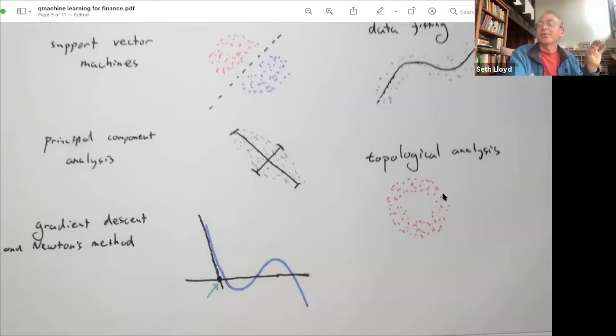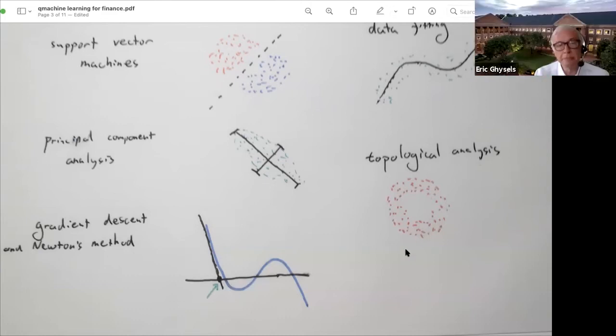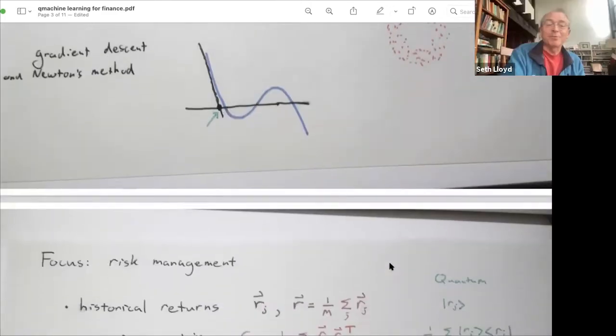I just want to note that if you want to look, we have papers on topological analysis of data, and they apply directly to this kind of topological analysis of financial time series, which people apparently use. All right, let me move ahead here.